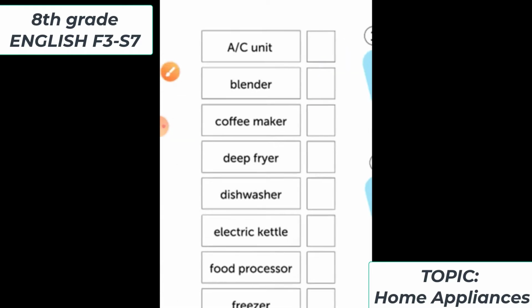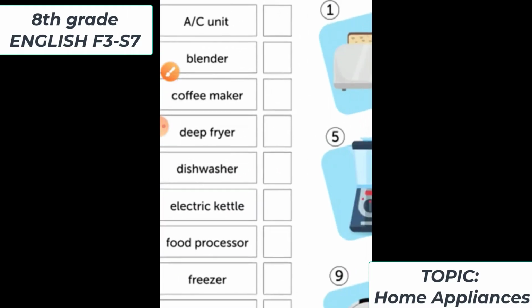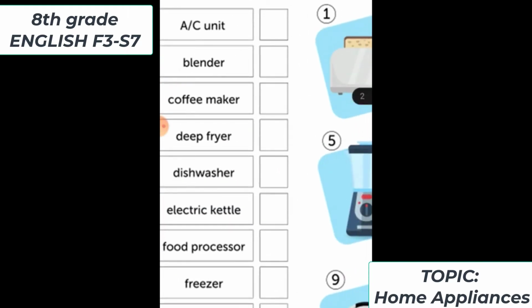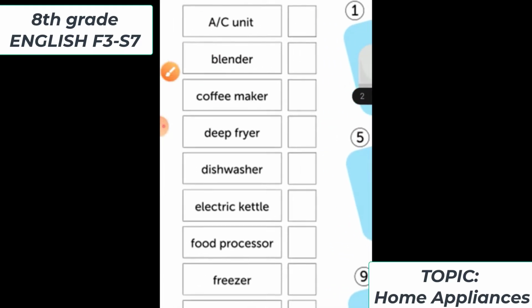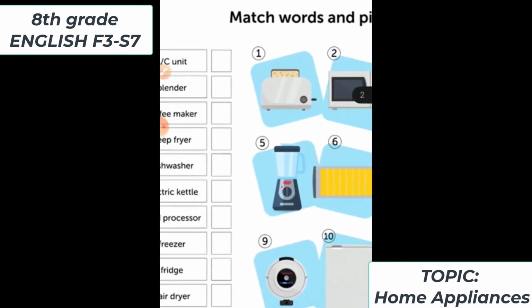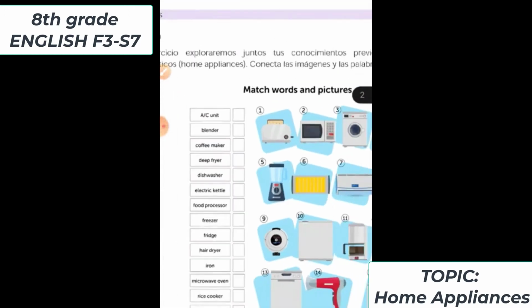Okay, same over here. The coffee maker is number 11. Yes, the coffee maker is number 11. So you write here the number next to coffee maker, 11. Okay, escribimos el número a la par del nombre. Yes, in English, of course. Okay, you can paste or draw. Puedes pegarlo o dibujarlo. Both ways are correct.